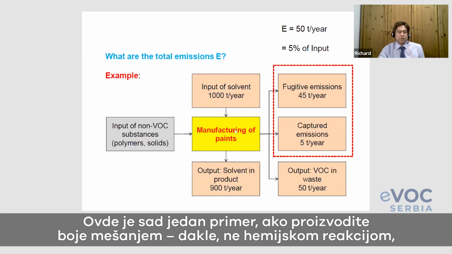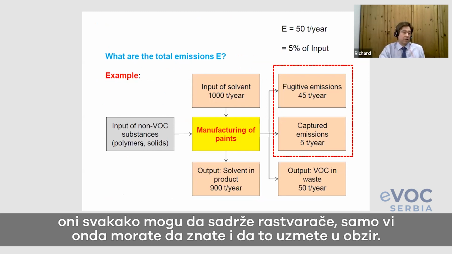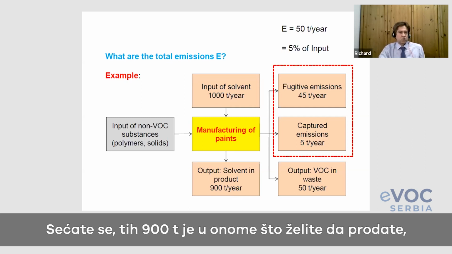So you do the manufacturing now by mixing, not chemical reaction, but you make the paints yourself. You buy maybe polymers and solids, and these polymers, of course, can have solvent content. Then you must know this and take it into account. For example, you have 1,000 tons of solvent input for the mixing process, and you have 900 tons of solvent in your product. Remember, the solvent in the product is what you want to sell.